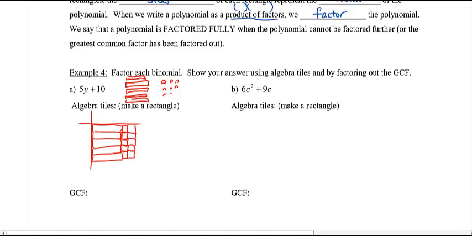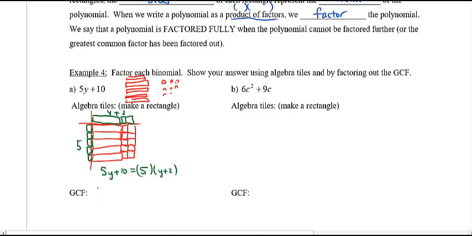And notice what we have now here is, on the top, we have a y and a 2, right? So that's a y plus 2. And over here, I just have 1, 2, 3, 4, 5, 5 in terms of 5 small squares. So really what we've said here is 5y plus 10 in my picture is equal to 5, which is the side length, times y plus 2, the other side length.